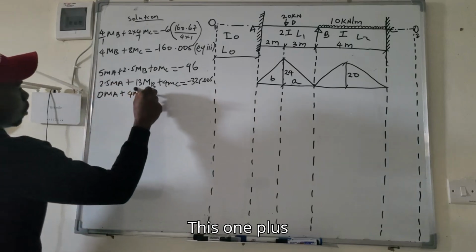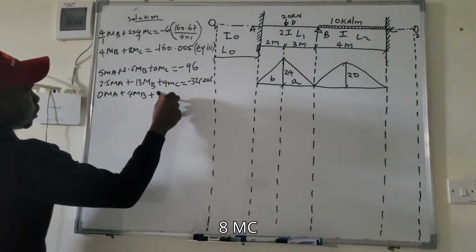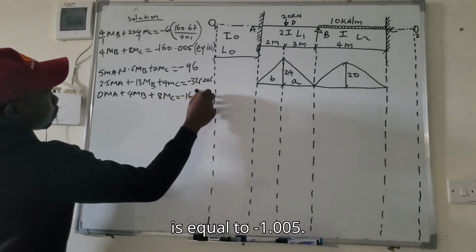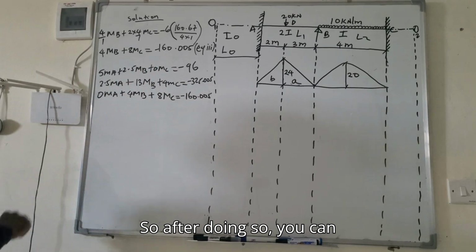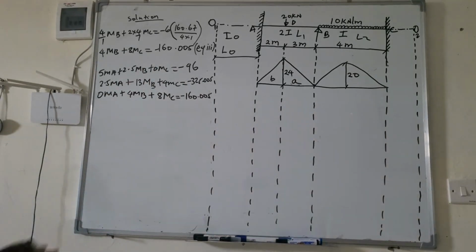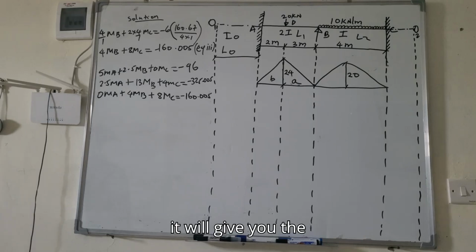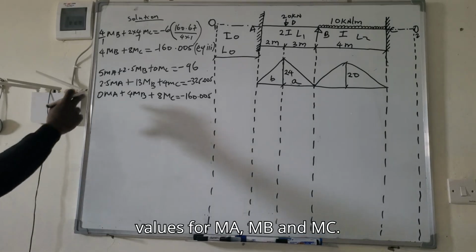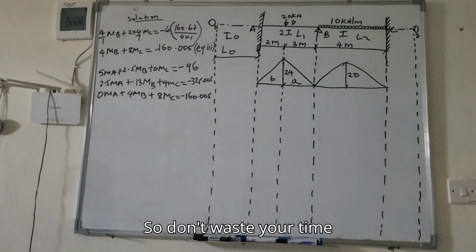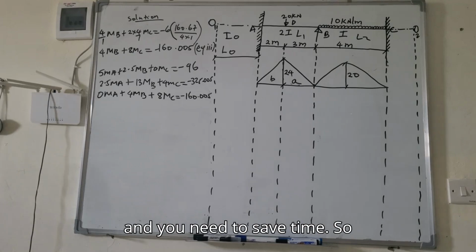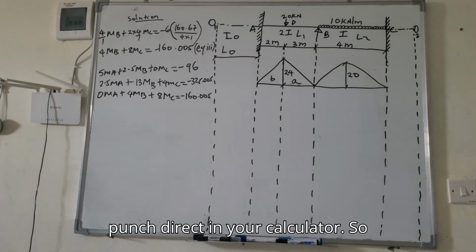This one plus 8 MC is equal to minus 160.005. So after doing so, you can punch this in your calculator and it will give you the values for MA, MB, and MC. So don't waste your time doing this mathematically because it will take much of your time and you need to save time. So punch it directly in your calculator.